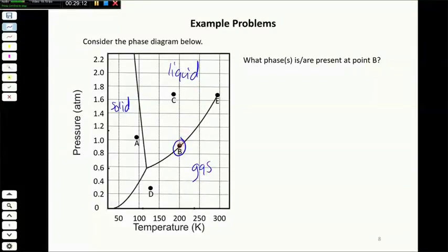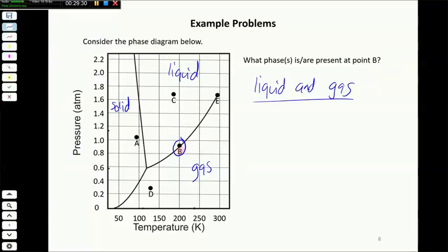So at this position, when you're right on the phase change line, you would have both of those phases present, whatever it's the border between. So at point B, you would have both liquid and gas. If it was a multiple choice question, you want to make sure you'd select both of those if you're on this particular phase change line.